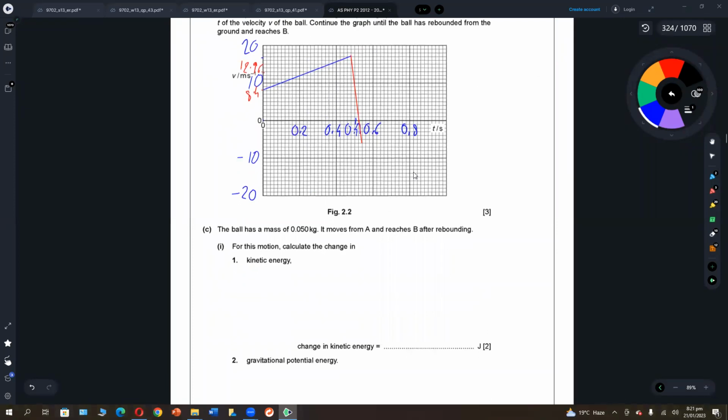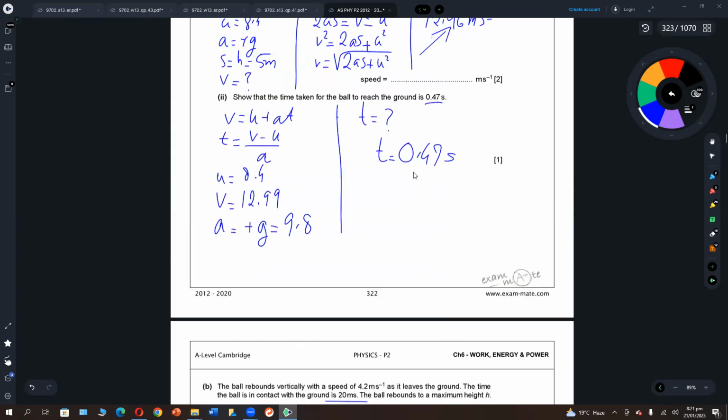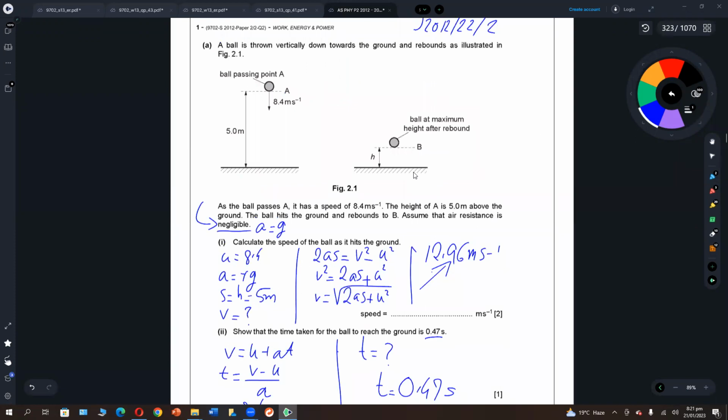Read further. The ball has a mass of 0.050 kg. It moves from A and reaches B after rebounding. For this motion, calculate the change in kinetic energy. Now we have to do these two parts. Everyone should read the question with me, and this is the situation. Ball was falling from 8.4 and ball at maximum height.